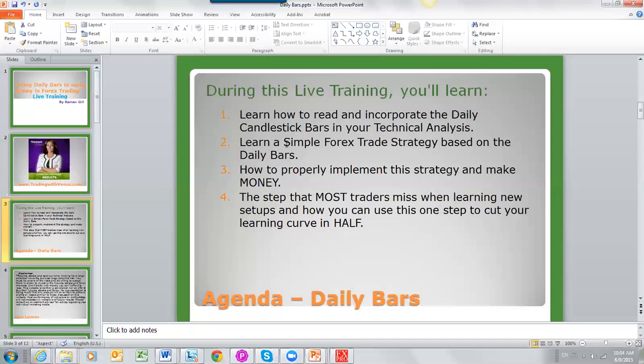I will share a simple trading strategy based on the daily bars that you can actually use to take trades. Then we'll take a look at how to properly implement this strategy. And then there's one step that I can suggest most traders miss when they do their trading, and we'll take a look at that as well.